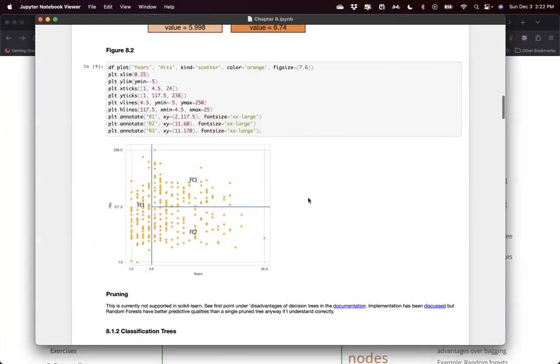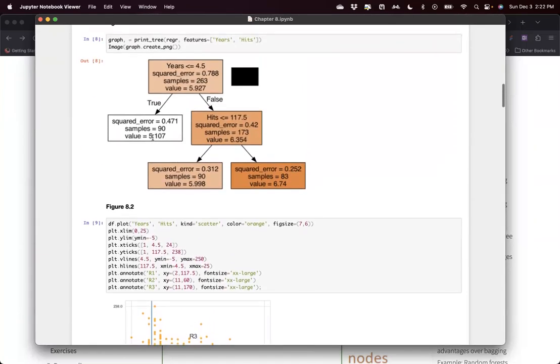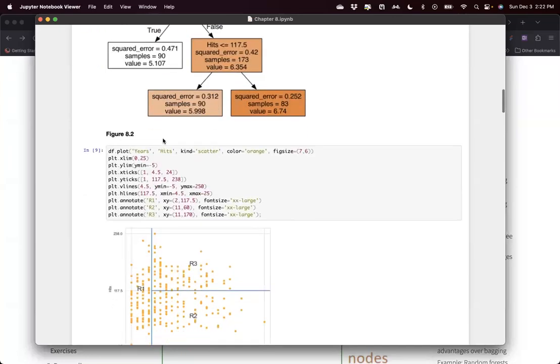So let's go here. What happened here is that, remember that 4.5, right? The years. So that was our first split. So we're splitting this region between the points that have less than 4.5 and the points that have more than 4.5. In the less than 4.5 region, there was no split. This is the R1. So the prediction is going to be the mean, the average of all these points. And all these points, the average is 5.107, right?